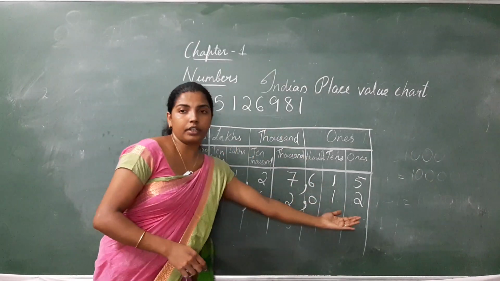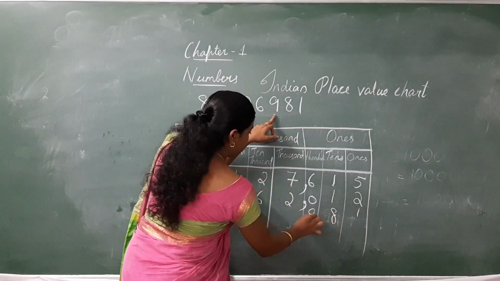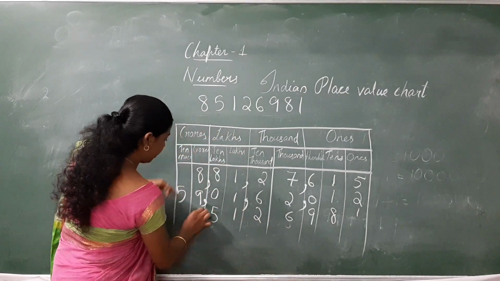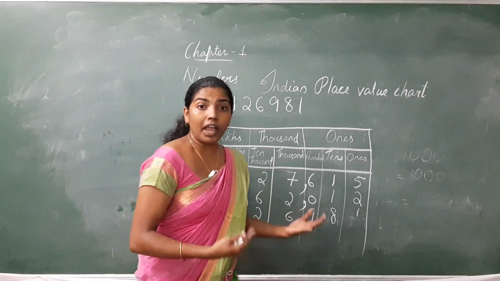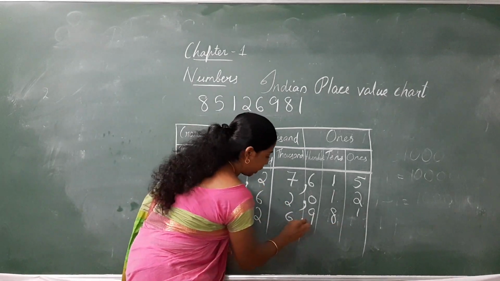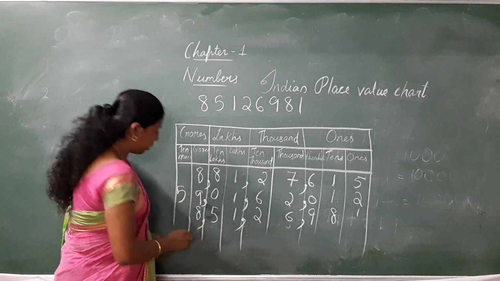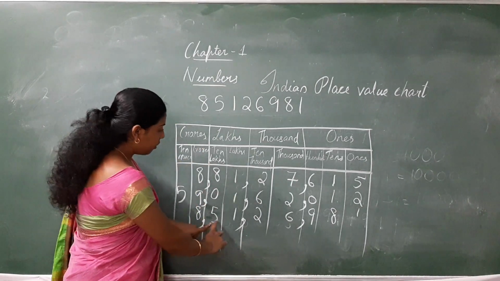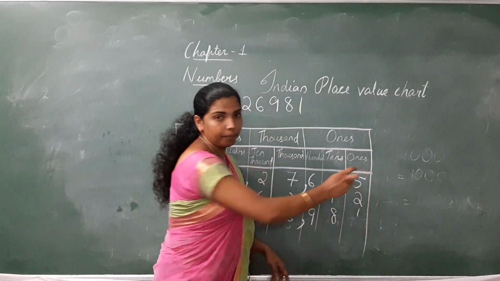So first we have to start writing the number from the right side: 1, 8, 9, 6, 2, 1, 5, 8. Okay, now what's the next step? We have to put commas after each period. The first period ends here, put a comma. The second period ends here, put a comma. The third period ends here, put a comma. Now let us read the number. How many crores are here? 8 crores, 51 lakh, 26,981.